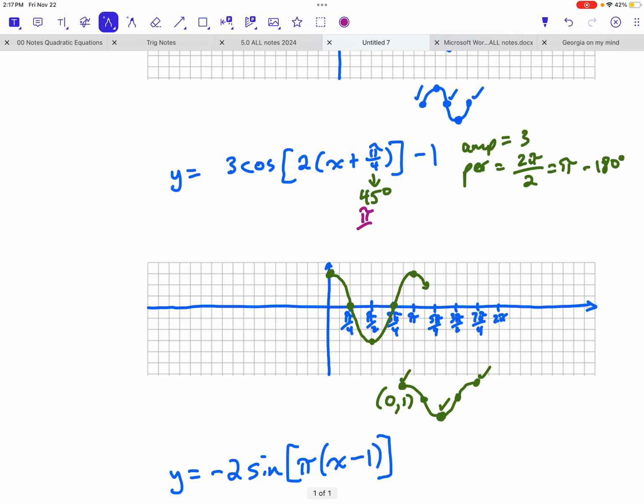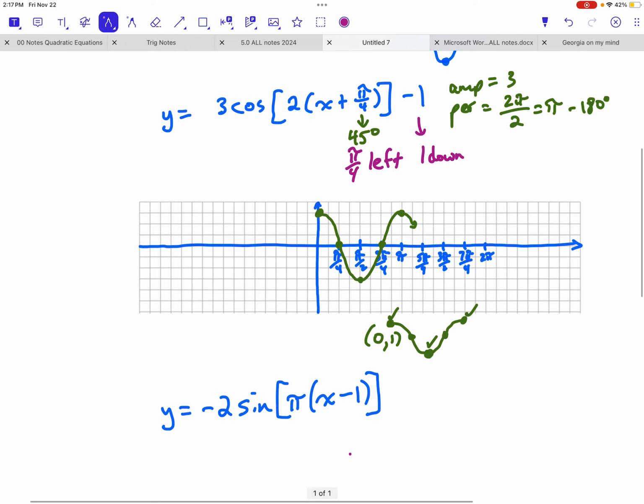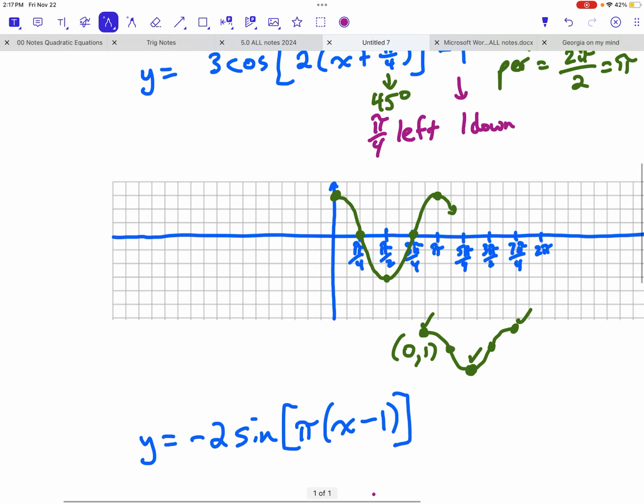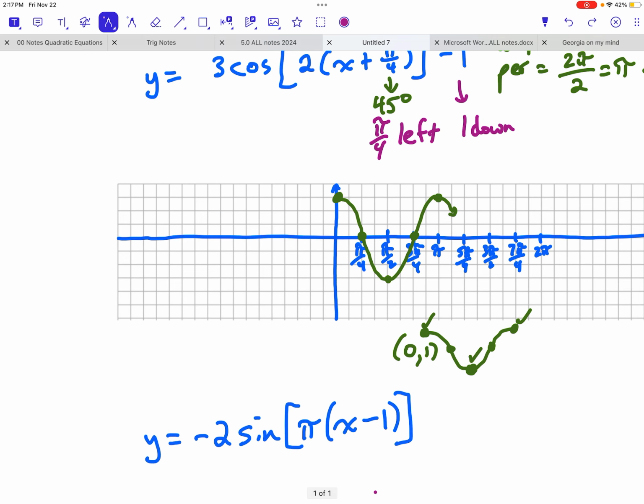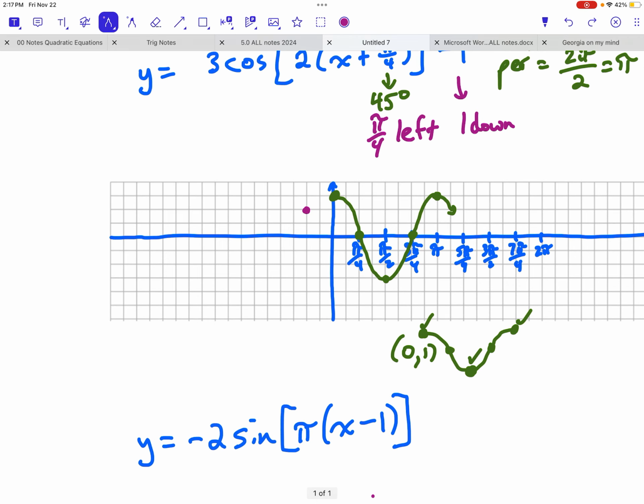And our shift is pi over 4 to the, it says positive, so it's left, and it is 1 down. So pi over 4 to the left. Again, we've defined here that pi over 4 is 2 of these units. So we're going to go pi over 4 to the left and then 1 down. So we just took that point, moved it 2 left, 1 down. Take this point, move it 2 left, 1 down. Take this point, move it 2 left, 1 down. And we just keep going until we finish this.